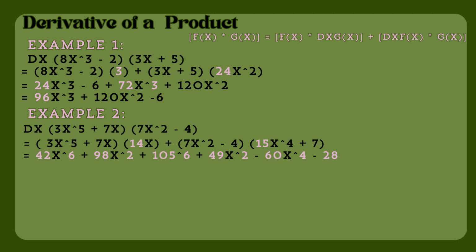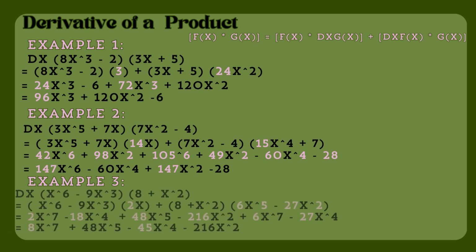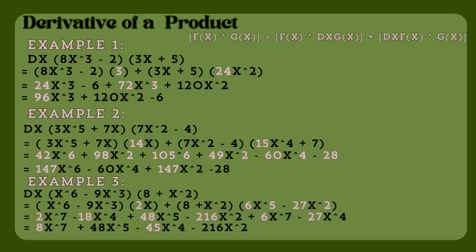And combine like terms. 42x raised to 6 plus 105x raised to 6 is equal to 147x raised to 6. And 49x squared plus 98x squared is equal to 147x squared. And bring down the rest of the terms. So the final answer will be 147x raised to 6 minus 60x raised to 4 plus 147x squared minus 28. And here's the last example to further sharpen your math skills. The derivative of x raised to 6 minus 9x raised to 3 is multiplied to 8 plus x squared.